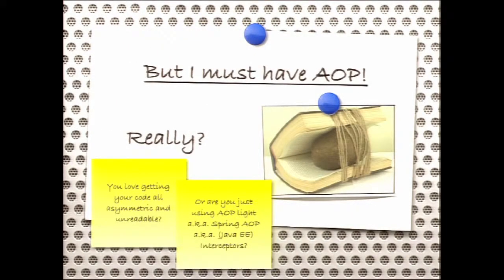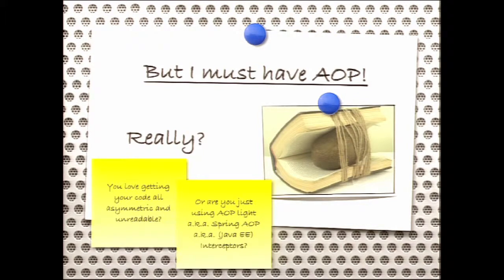So you say, okay, that's nice, so dependency injection can be done. What about AOP, right? Because I need to have AOP. Well, the first question that I want to ask you is, do you really want that? I mean, AOP is something that you can shoot yourself in the foot with. I mean, you end up getting your code all asymmetric and unreadable, right? Because you just add aspects all over the place.